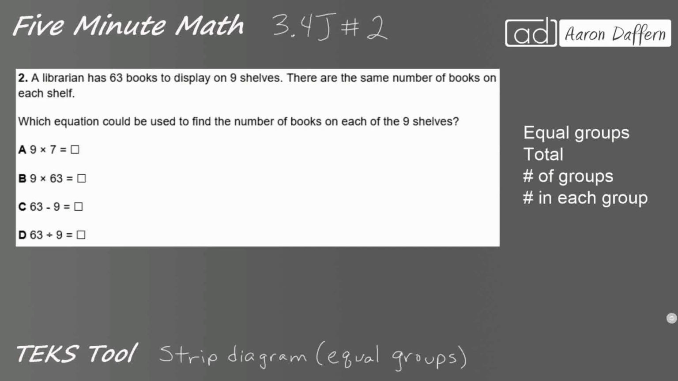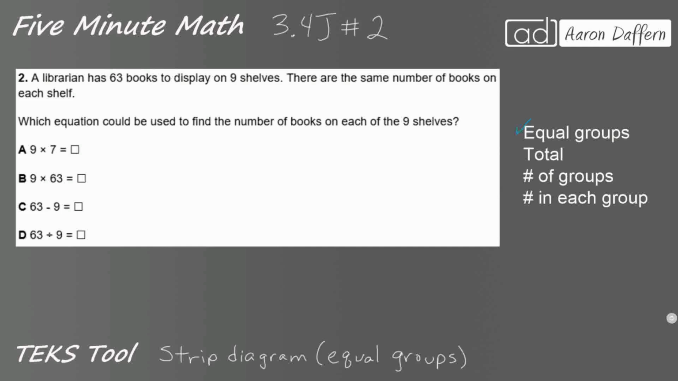So we have a problem, and we've got a librarian with books and some shelves. What we are looking for are some clues that let us know this is an equal groups problem. And the first thing that we're going to look for is, do we see anything that says we have the same number in each group? Sometimes it's going to be an entire sentence. Sometimes it's simply going to be the word each.